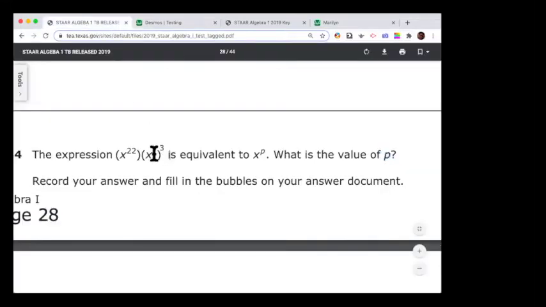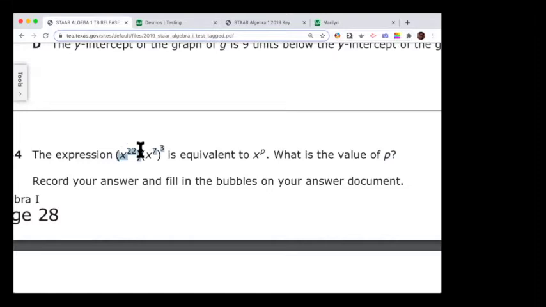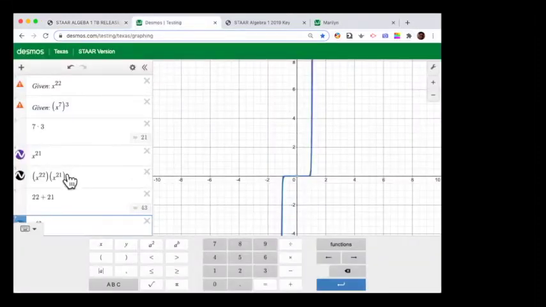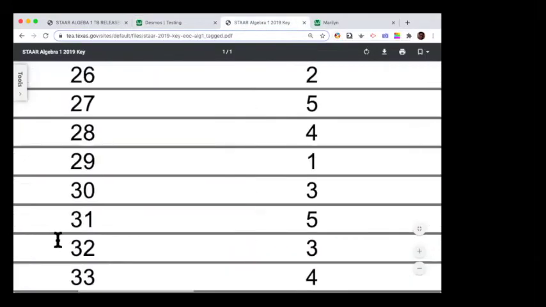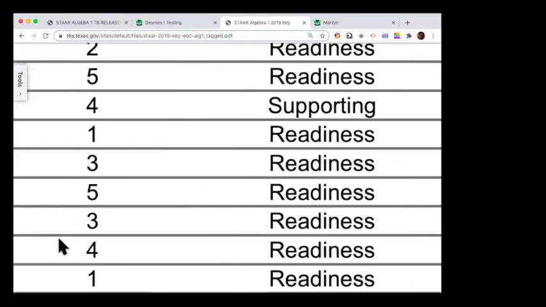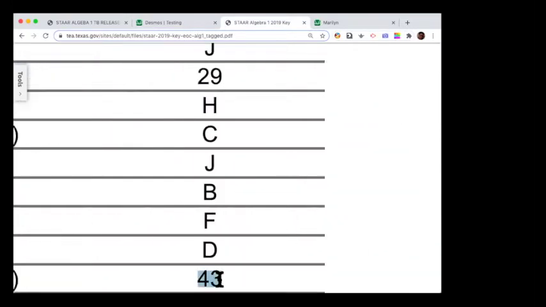The exponent of x in the second figure multiplied by the x in the first figure. When you multiply those together, the exponent in the second figure comes out to 21. And so then we add them when we multiply these like terms, and the value is 43. You can see there. So that is what we would put in our answer sheet. And that was question 34. And we would put in a 43.